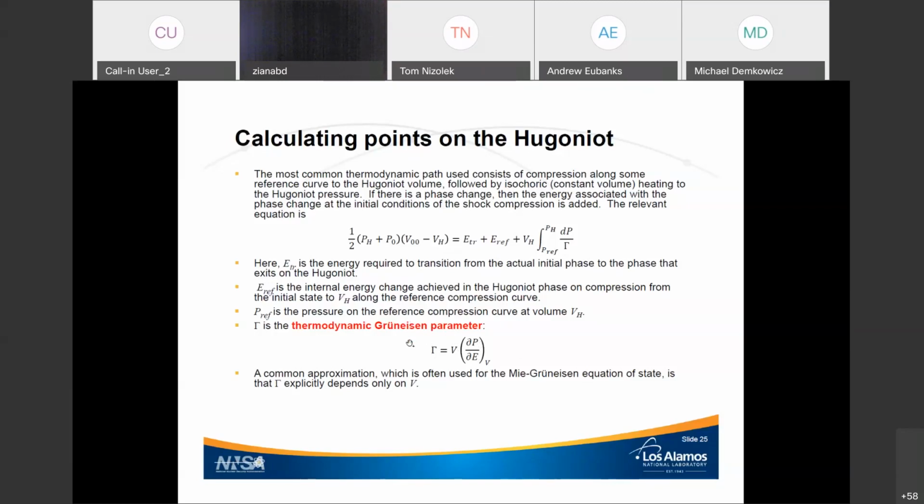A very, very common approximation that is usually used is that gamma depends explicitly only on the volume. And part of the reason that this approximation is made is that if you start giving gamma other dependencies, you become very close to danger of doing things that are thermodynamically inconsistent, because you have to be very careful.